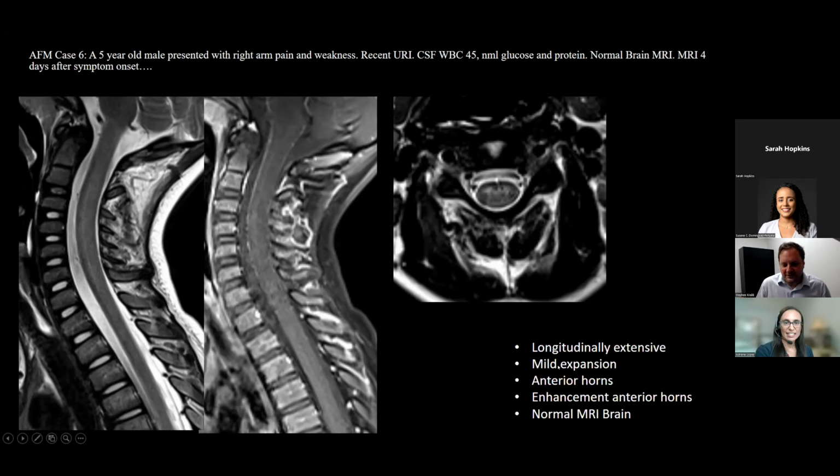So longitudinally extensive, mildly expansile, with the anterior horns predominantly showing up here. There was just some faint enhancement in the anterior horns. I'd have to reference that to the axials to be sure. I didn't show you the axial on this one, but it was there. And then the brain MRI was normal.